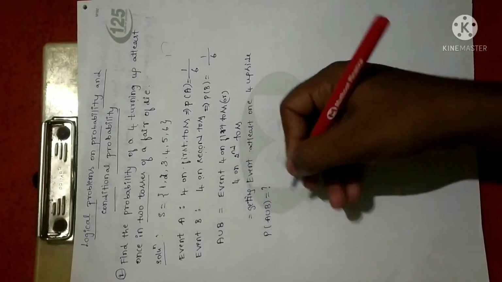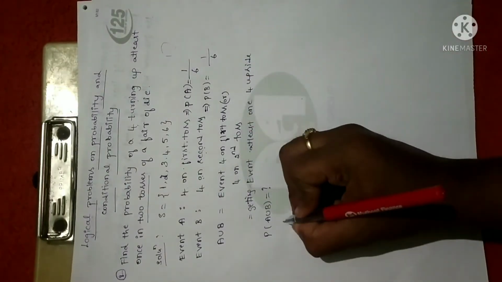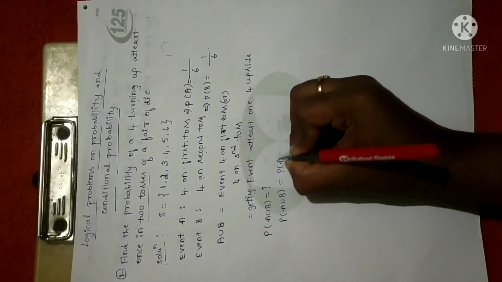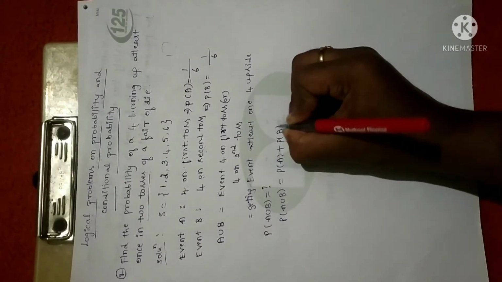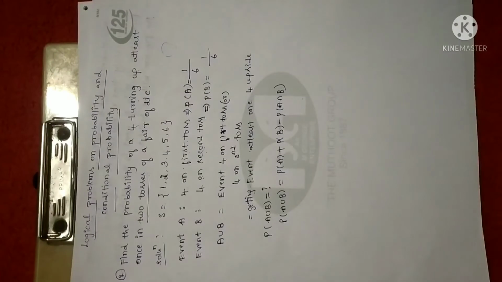It gives the total number of times when 4 comes upside. So for the probability of A union B, you already know the formula for it. So probability of A plus probability of B minus probability of A intersection B. Right?